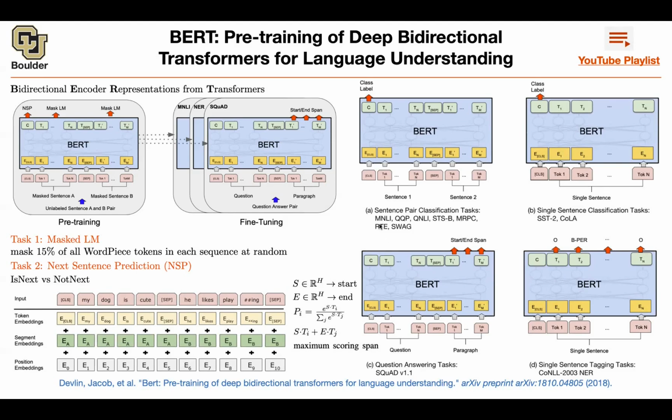Because of those sorts of tasks, which take as input a pair of sentences, you're going to think that maybe during pre-training, it's a good idea to do the same thing. Take pairs of sentences as input and separate them using a separator token. And then what is this task 2 doing?